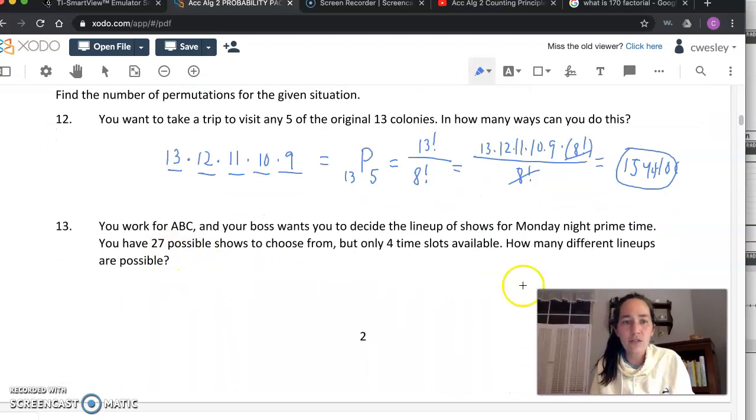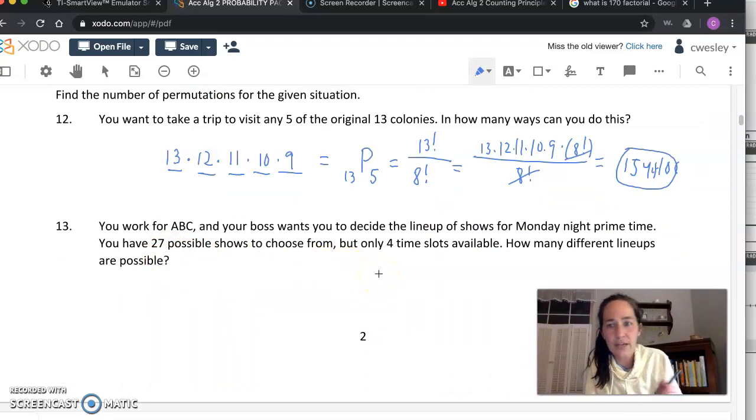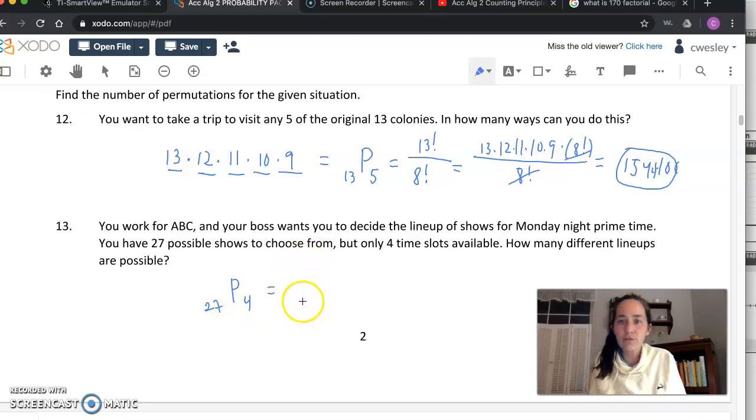You're trying to choose a lineup for primetime shows on ABC. I love ABC, so I'm hoping you pick some of my favorite shows for that. It says there's 27 possible choices to choose from and you have to pick 4. As long as you've established the order is important, we can just write this in shorthand instead of blanks. We could do 27 to choose from. We're taking the permutations when we're choosing 4 to arrange. So it's 27P4. Same thing as 27 factorial over 23 factorial.